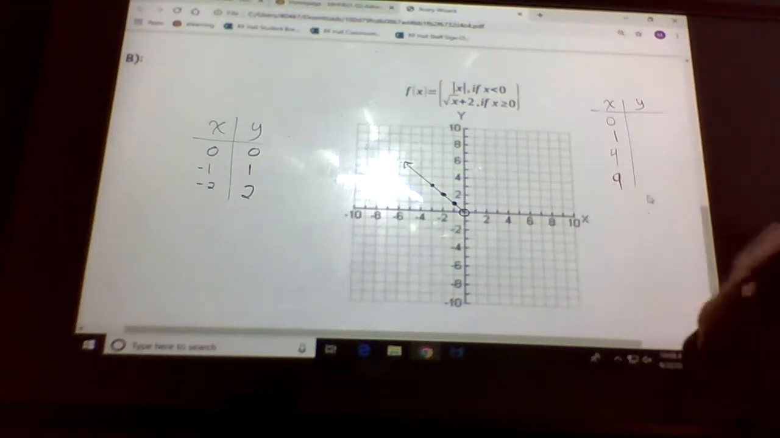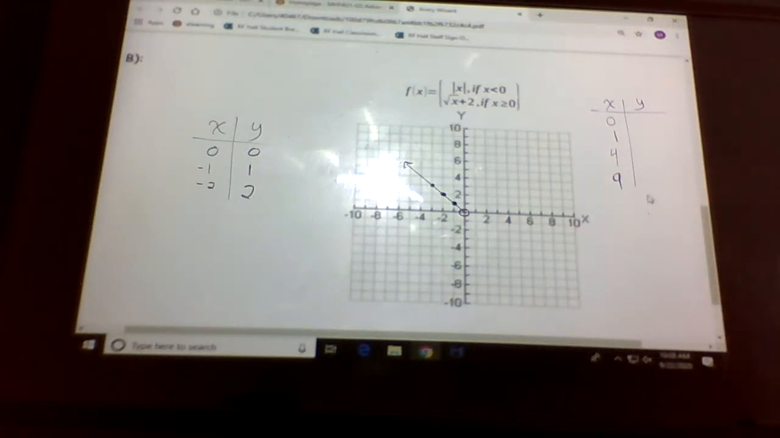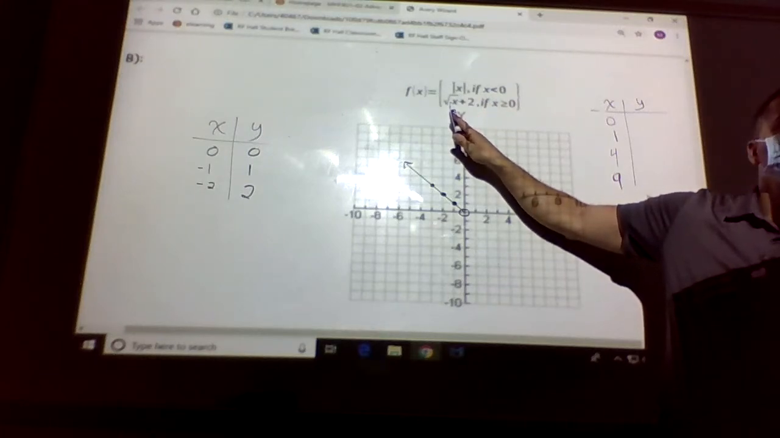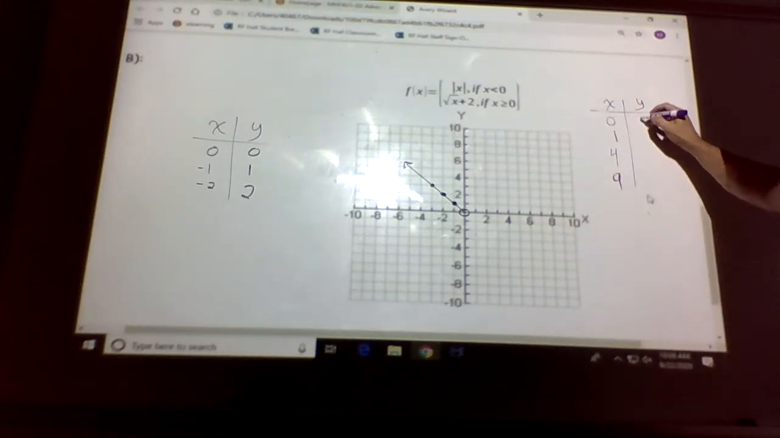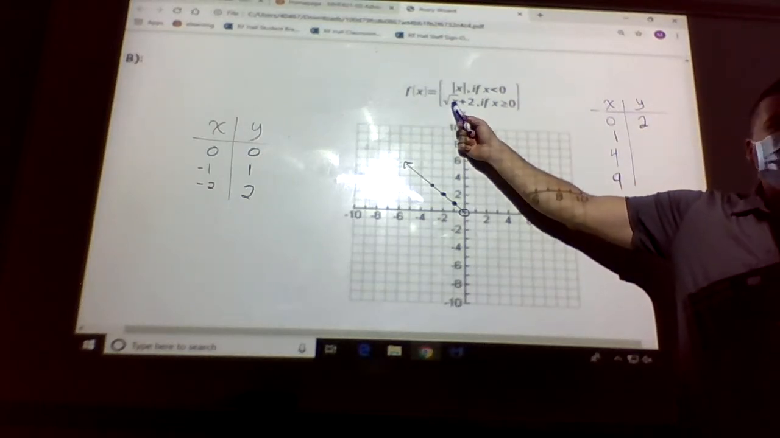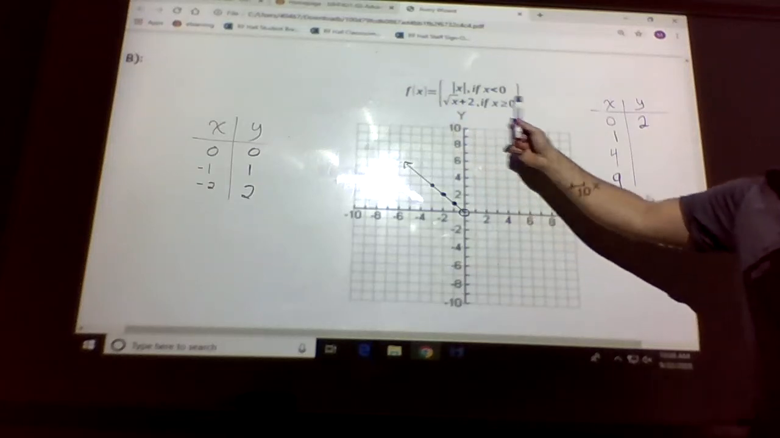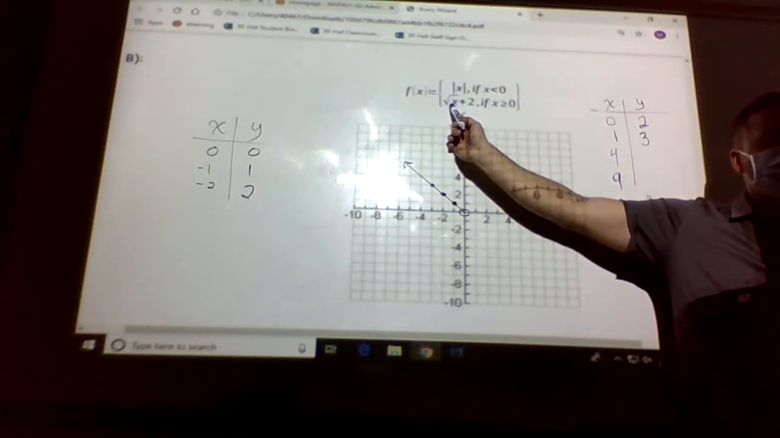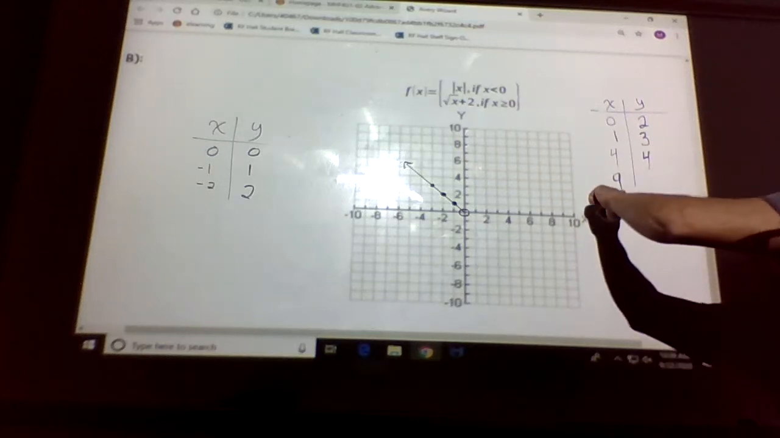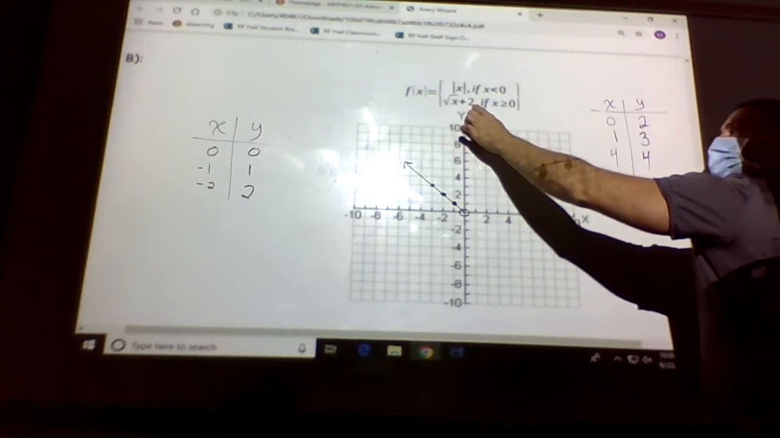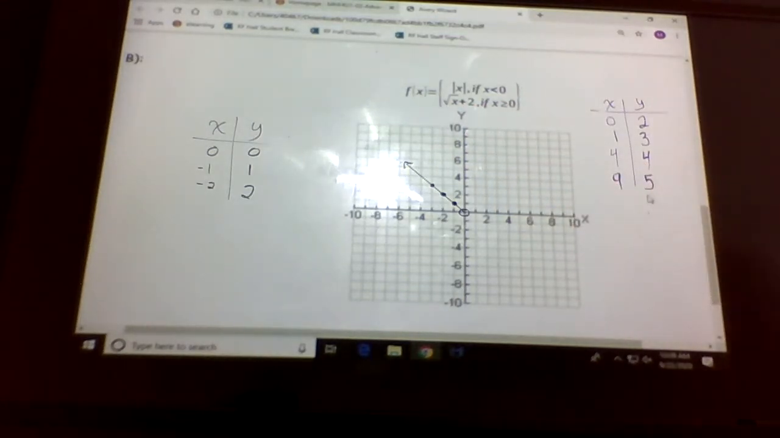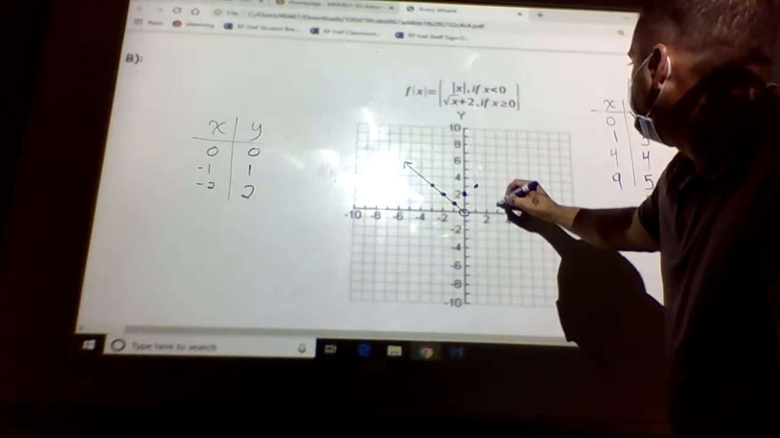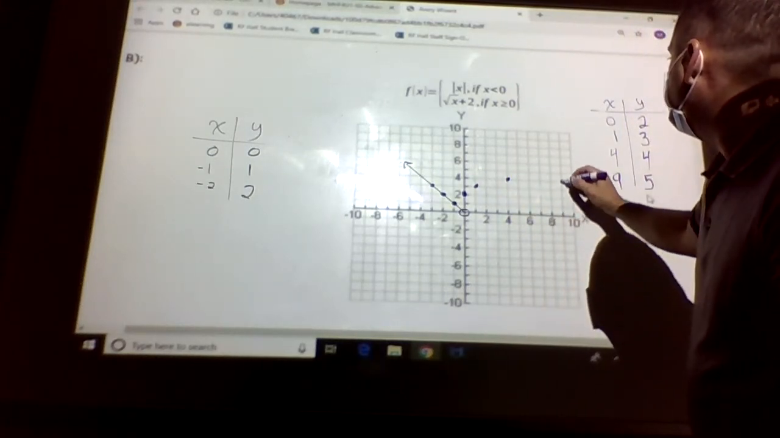If you use 0, 1, 2, 3, that is perfectly fine. It's just gonna give me whole numbers at the end. So if I plug 0 into the square root function, square root of 0 is 0, plus 2 is 2. Substitute 1, square root of 1 is 1, plus 2 is 3. Substitute 4, square root of 4 is 2, plus 2 is 4. And lastly, substitute 9, square root of 9 is 3, plus 2 is 5. So I have 0, 2, 1, 3, 4, 4, and 9, 5.